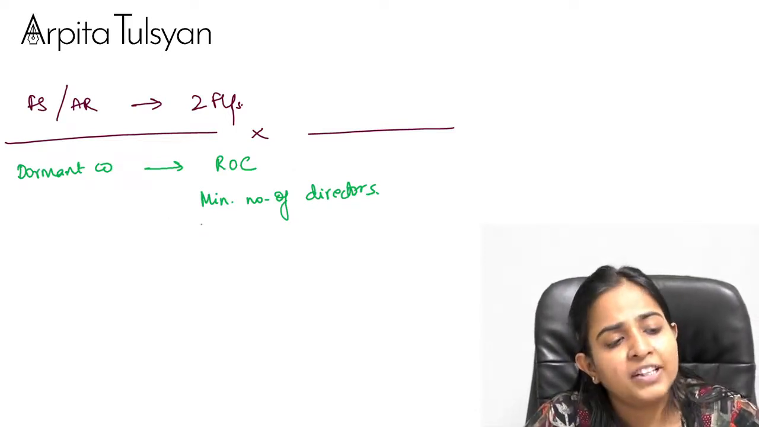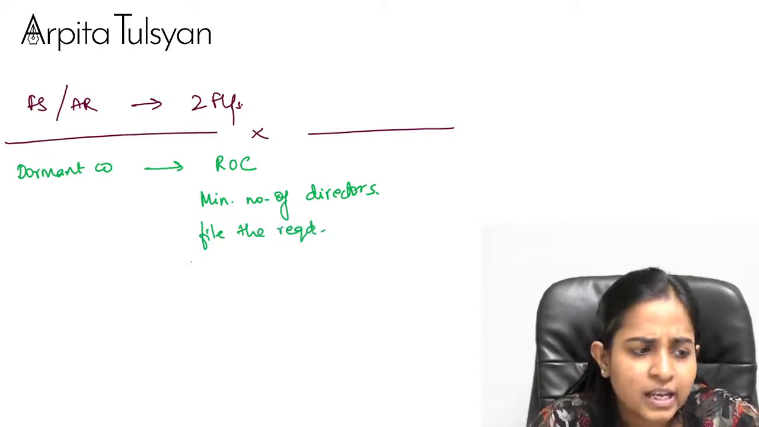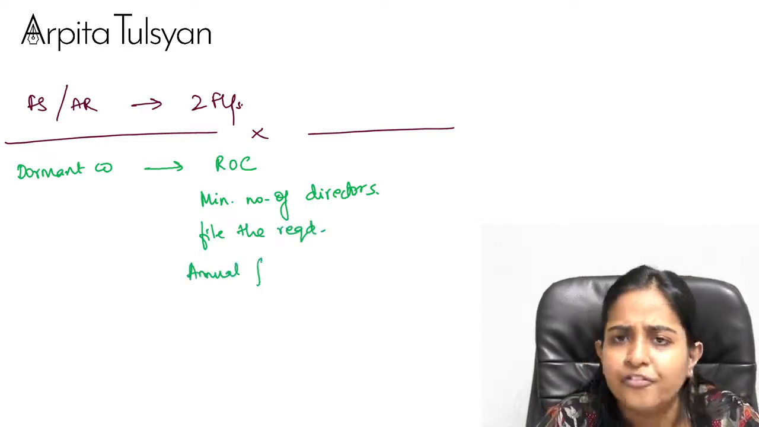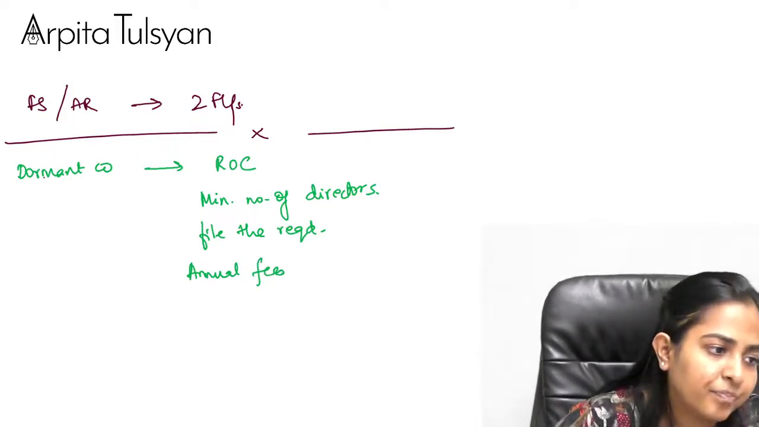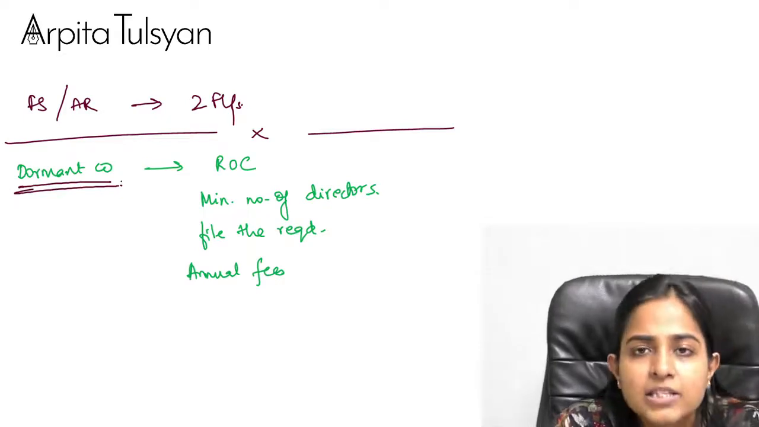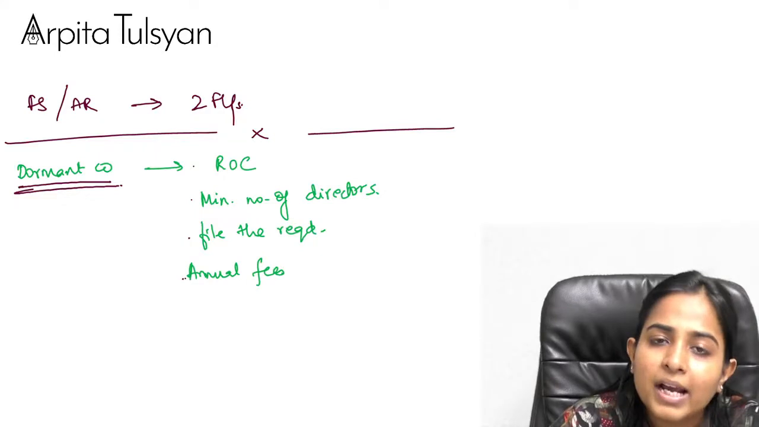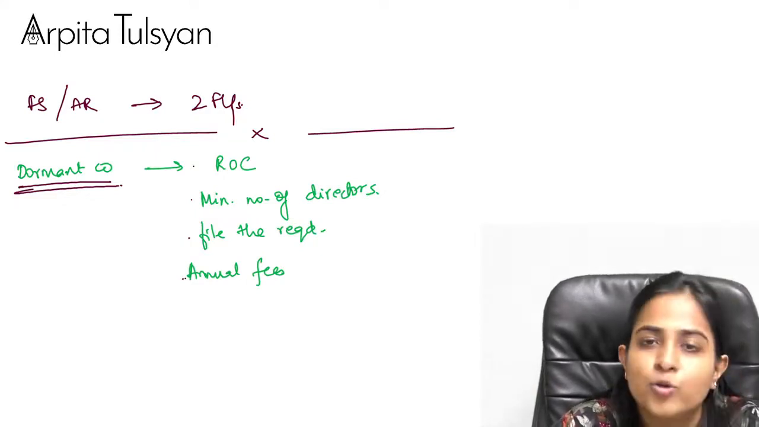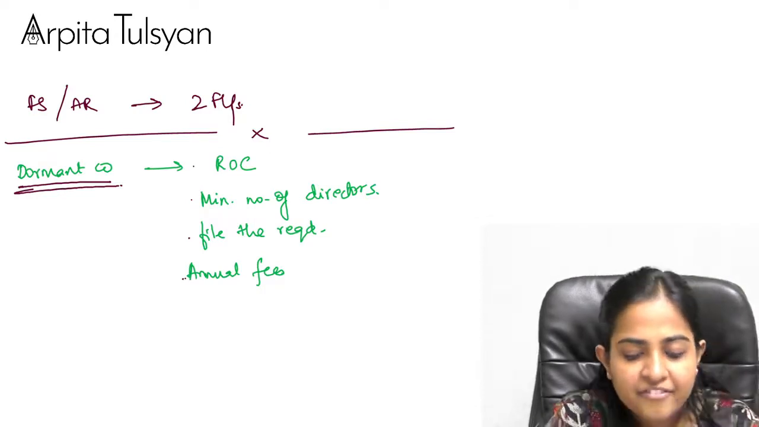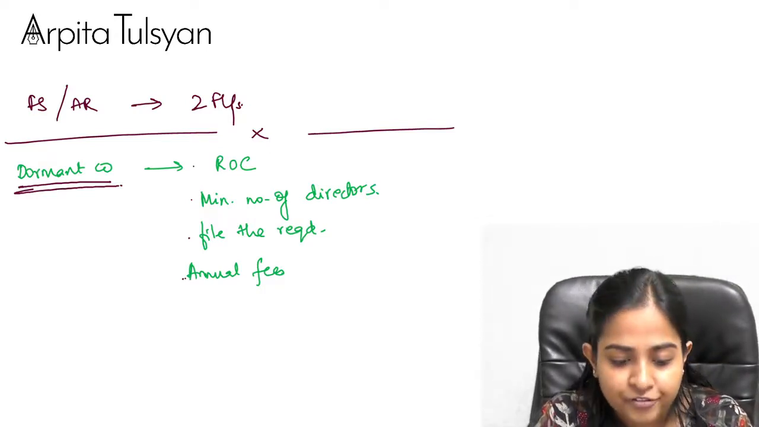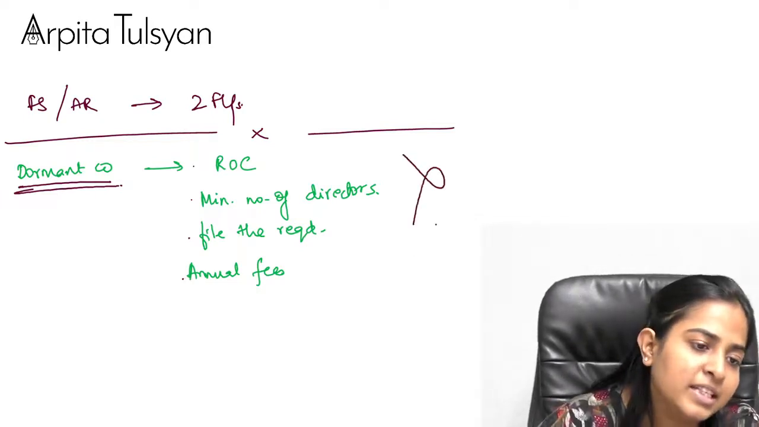Then after that, we sometimes have to file the required documents etc. with the ROC, and we will have to pay the annual fees etc. to the ROC. So this way, these provisions are still applicable to the dormant company. Okay, compliance is reduced. It does not go to zero, but compliance is definitely reduced. Very clear with this?